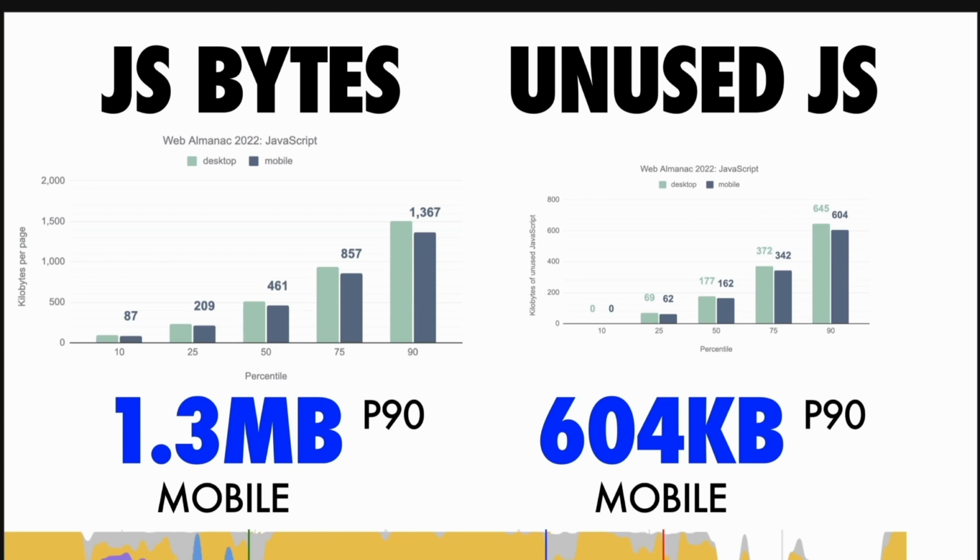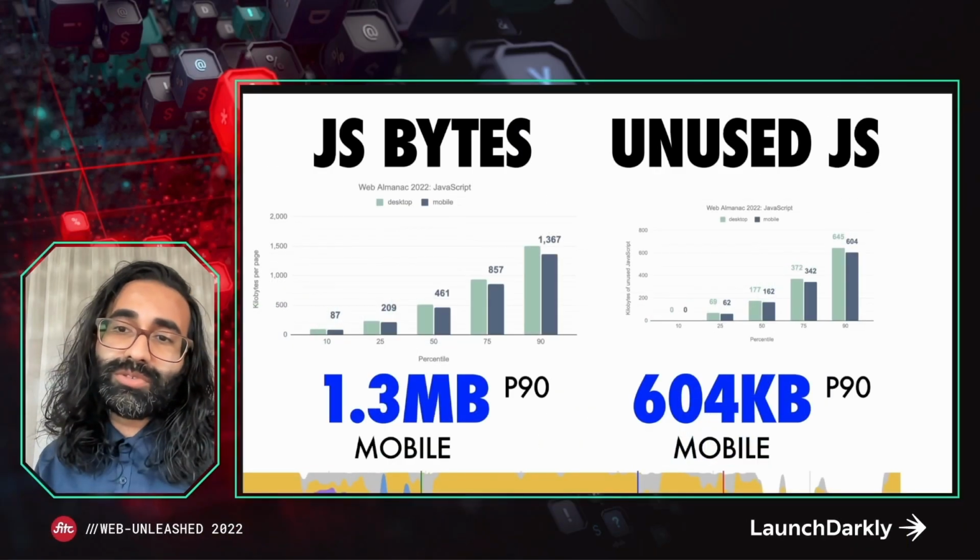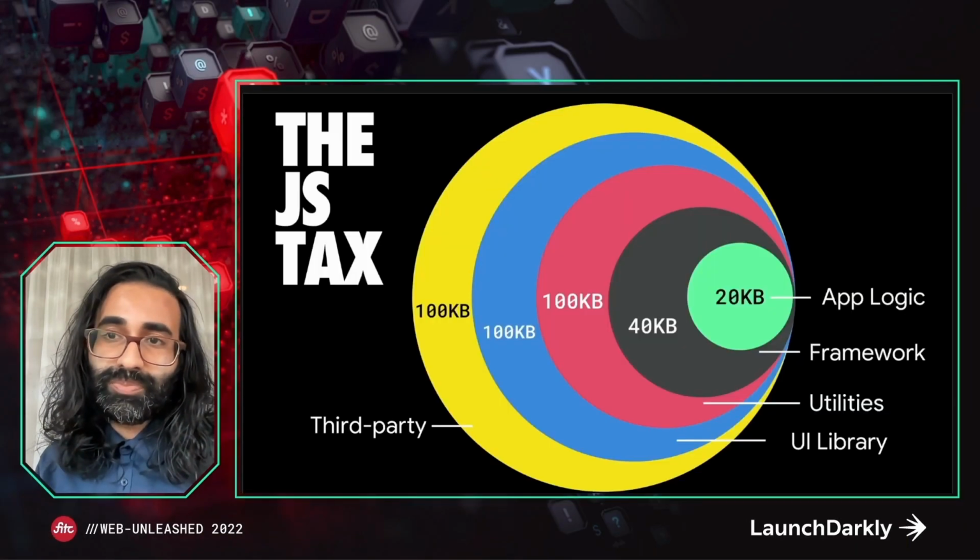And according to Lighthouse, the median mobile page loads about 162 kilobytes of unused JavaScript, at the 90th percentile about 604 kilobytes. This is a slight uptick from the last year, in fact. And so we're still shipping a lot of JavaScript down to our users, probably too much.